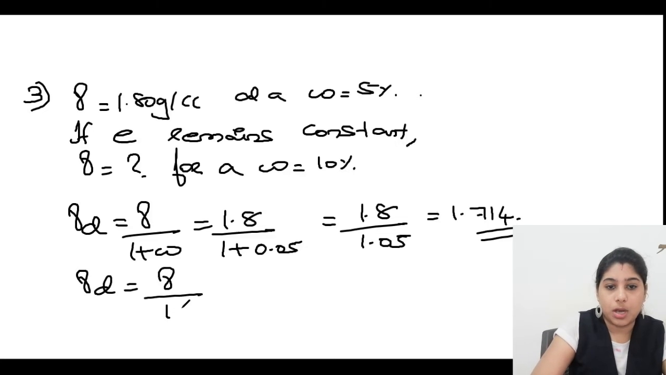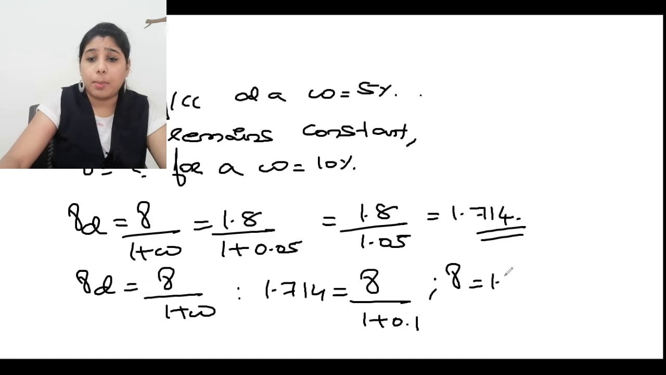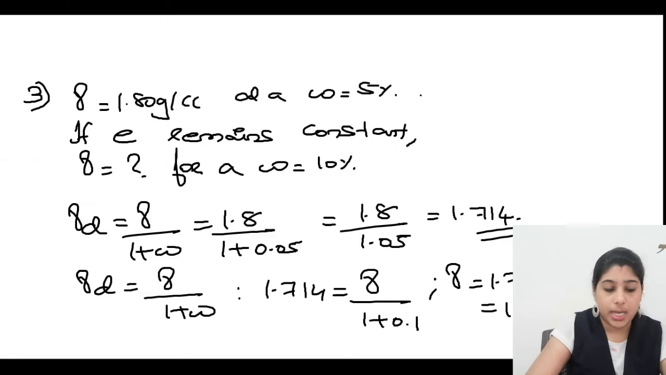Again, you know this equation, gamma d is equal to gamma by 1 plus w. But here we know gamma d, we have already found it. This is equal to gamma by 1 plus the water content, 10%, that is 0.1. So therefore gamma will be 1.714 into 1.1. So you will get the answer 1.88 gram per cc.